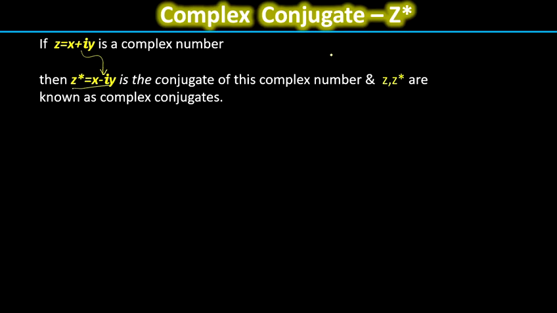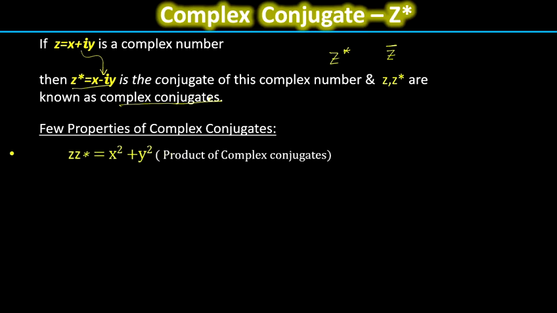And most of the authors use Z asterisk to represent the complex conjugate. In some of the books or authors, they write Z with a bar. So you should learn the language also, the symbols also. So Z conjugate or Z bar means complex conjugate. So for x plus y iota, the conjugate is x minus y iota. And for x minus y iota, the conjugate is x plus y iota. That's why I use the word complex conjugates.